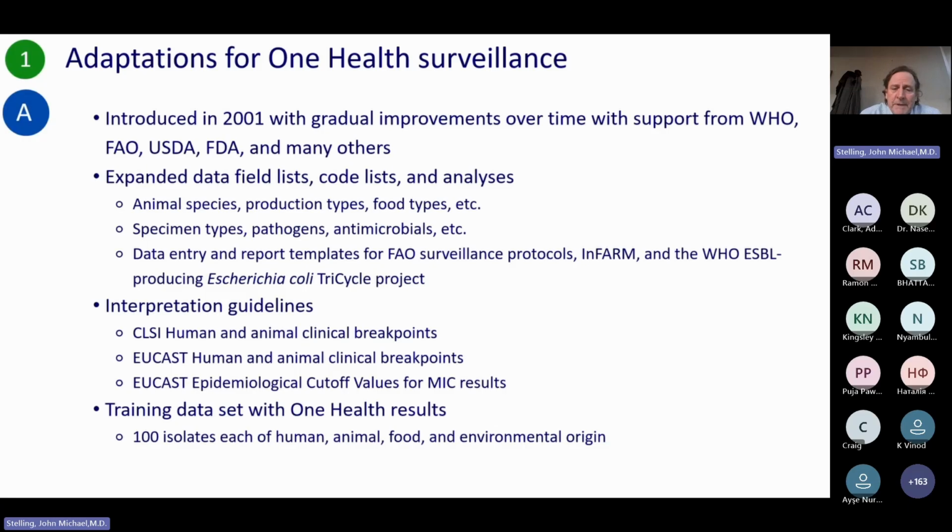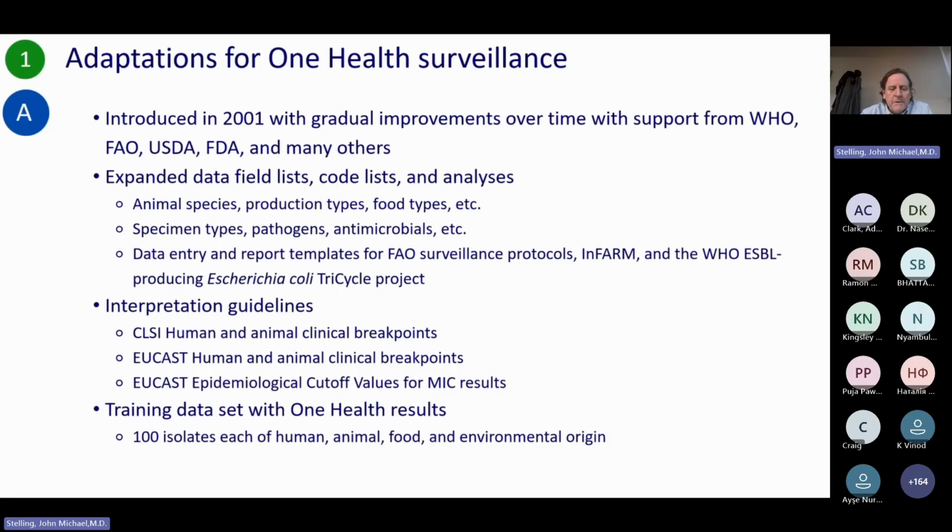We've added animal species, bacterial species, food types, antimicrobials, the breakpoints. There's also the WHO E. coli Tricycle project, especially with the focus on integrated surveillance and a special focus of water samples, environmental samples.